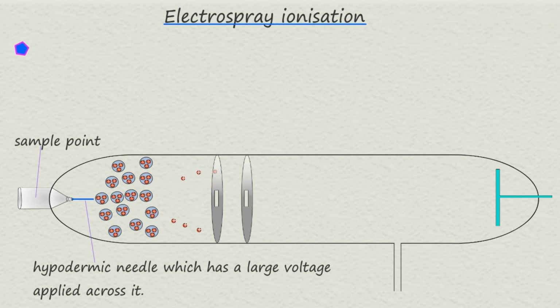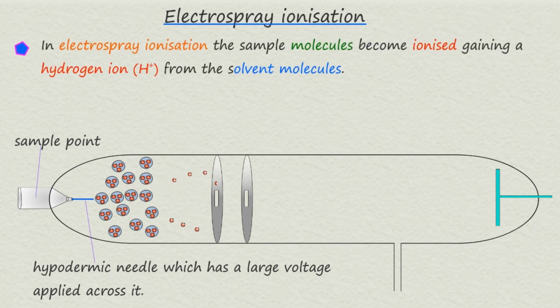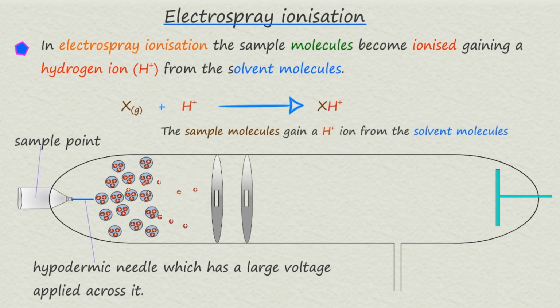In electrospray ionisation, the sample molecules become ionised not by having electrons knocked off or removed from them, as is the case with electron impact ionisation. Instead, the sample under test gains a hydrogen ion from the solvent. This means that the mass of the sample molecules will increase by 1 unit due to the addition of this hydrogen ion. This is shown in the equation on screen.